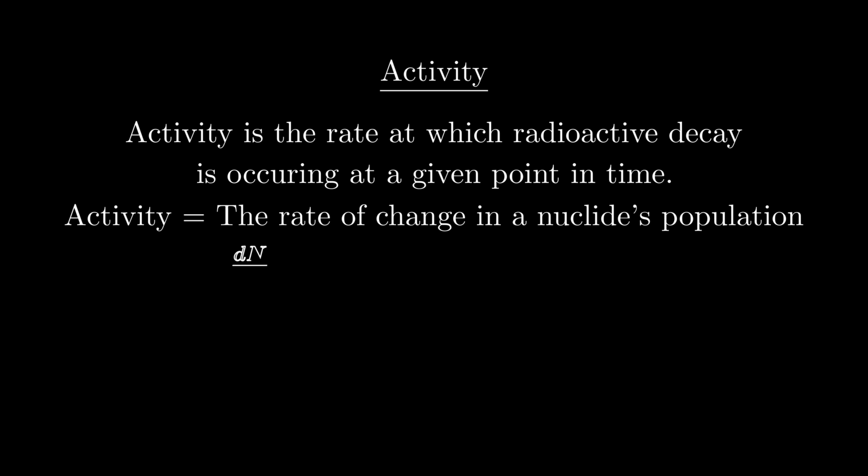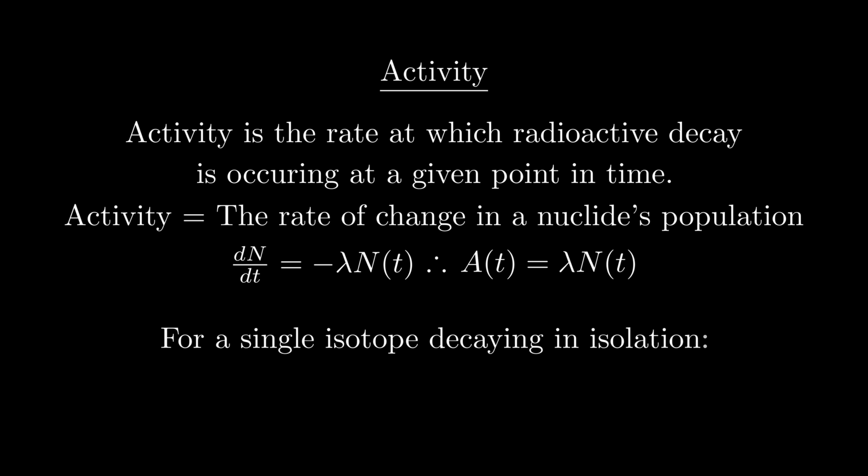So we can get an expression for activity as follows. dN/dt will be equal to negative lambda times N(t). Therefore, activity is just lambda times N(t). The faster the population decreases, the higher activity will be. If we sub in our expression for N(t) from earlier, we arrive at the following expression for the activity of a single isotope decaying away. A(t) is lambda N naught times e to the negative lambda t.